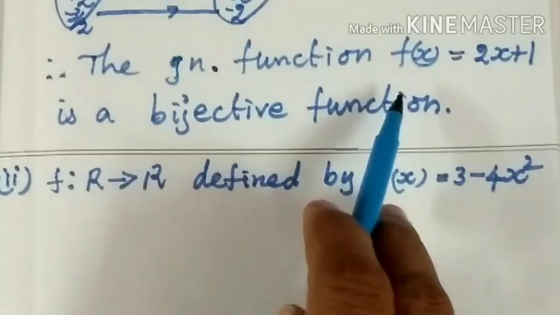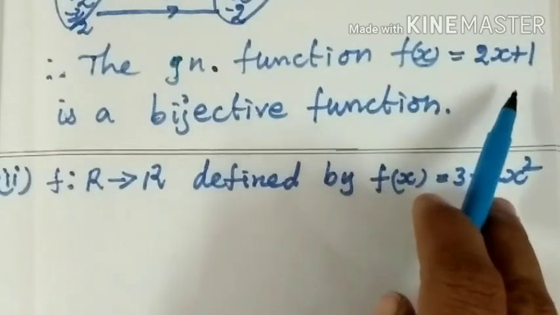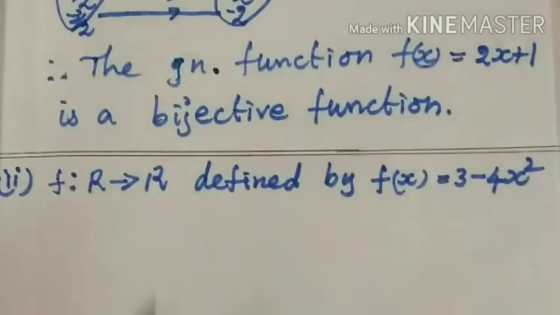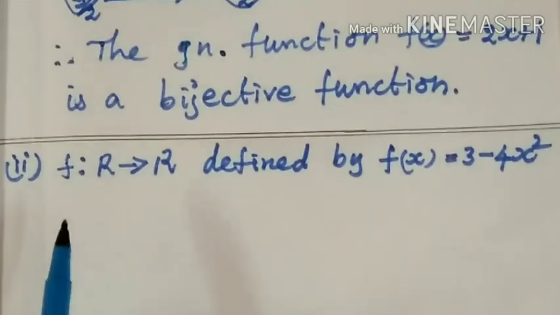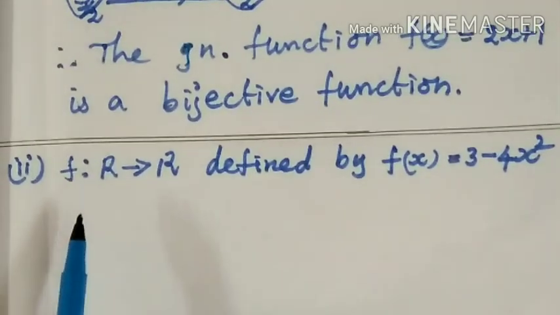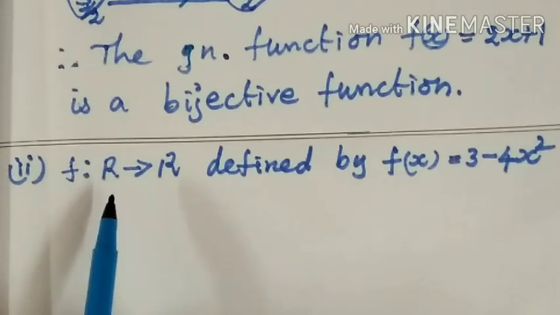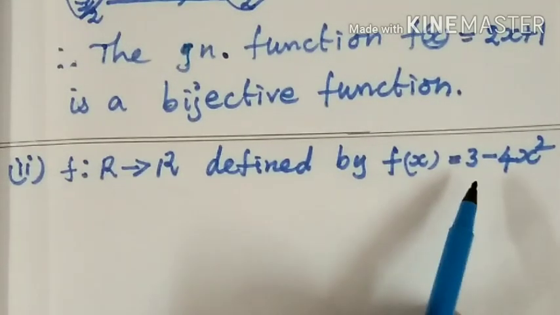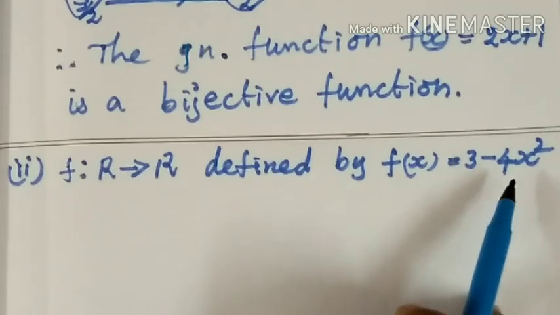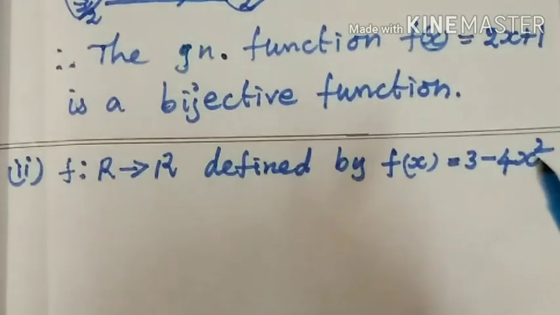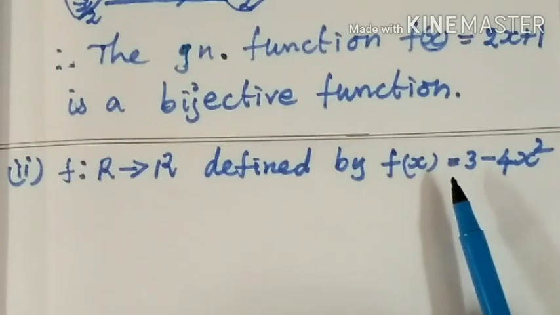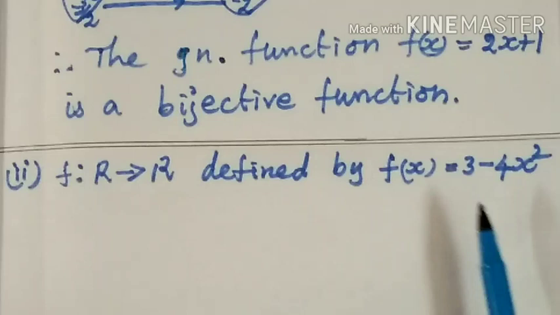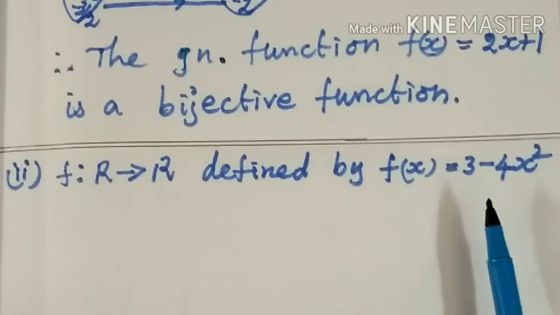Therefore, the given function f of x equal to 2x plus 1 is a bijective function. Now, we move on to the second subdivision. The question is a function from real to real defined by f of x equal to 3 minus 4x squared. See here, it is not in the form of a linear equation. Then, it may not be possible to be a one-one function.